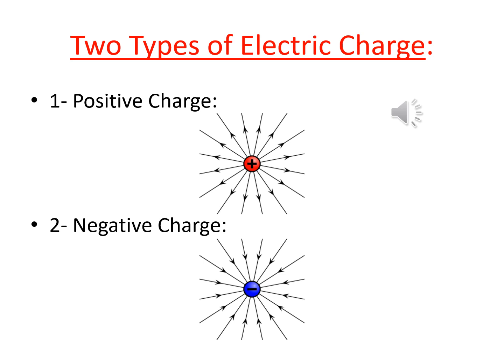We have two types of electric charges. First, a positive charge and a negative charge. The electric field lines come out of a positive charge and they come into a negative charge, as shown in the figures in front of you.